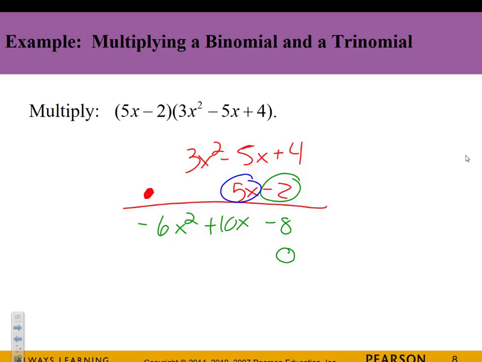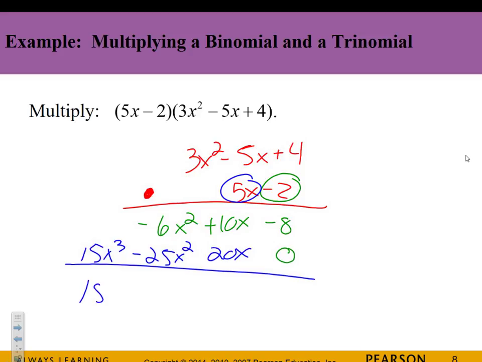So 5 times 4 is 20x. Oh, look at that. They lined up. Negative 25x squared. Look at my x squares lined up. Then I've got, what is that, 15x cubed. That's cleaner to add up, isn't it? Then when we do that whole FOIL bit and they're everywhere all over the place and you miss one, we don't want to do that. So here we go.